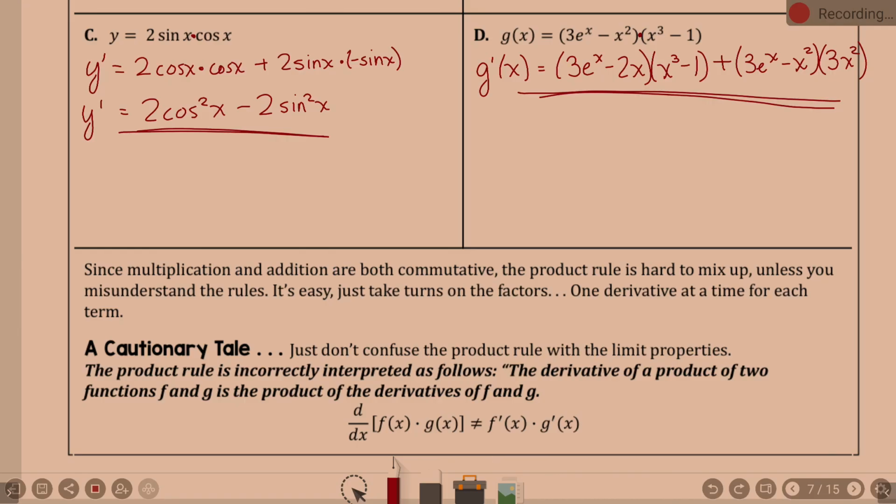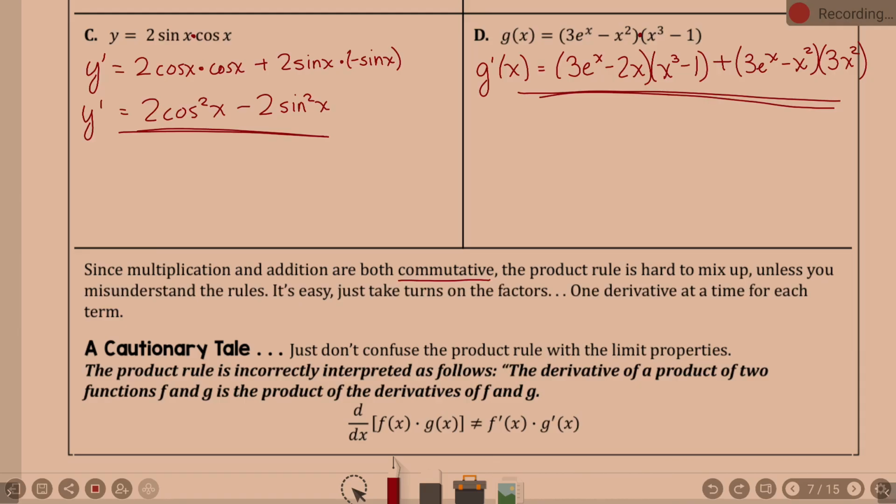Okay, now, a couple of things. Since multiplication and addition are both commutative, in other words, order doesn't matter, product rule is hard to mix up unless you misunderstand the rules. It's easy, take turns on the factors, is the way they're saying. One derivative at a time for each term.